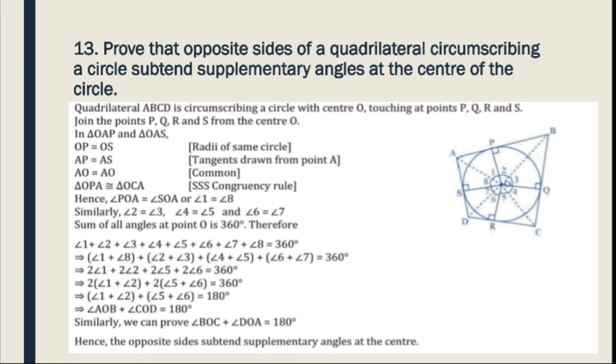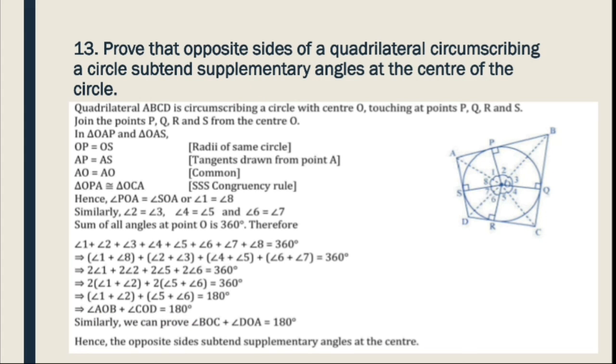Okay, take 2 common and cancel it with 360 degrees. So we are getting 1 plus 2 plus 5 plus 6 is equal to 180 degrees. Now again look at the figure. 1 plus 2 means AOB. 5 plus 6 is equal to COD. That means AOB plus COD is equal to 180 degrees. That is, the opposite sides subtend supplementary angles at the center of the circle.